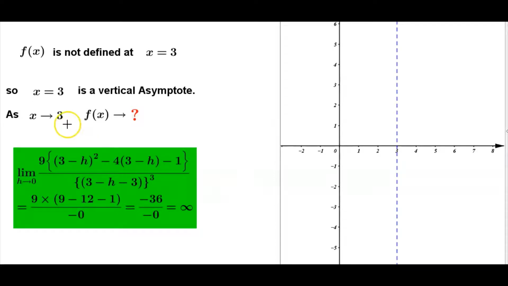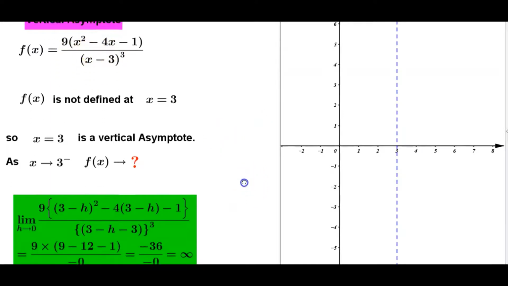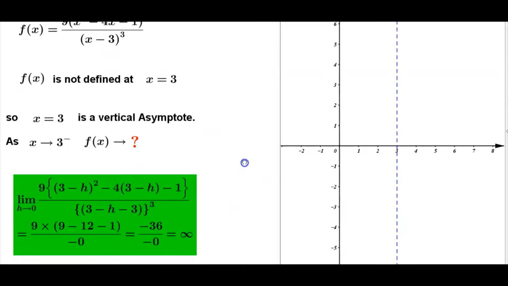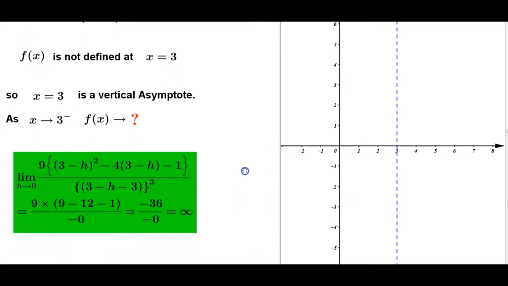For the left hand limit, we put 3 minus h, where h tends to 0. Substitute 3 minus h for x in the function. Then we take the limit as h tends to 0. This is the left hand limit.